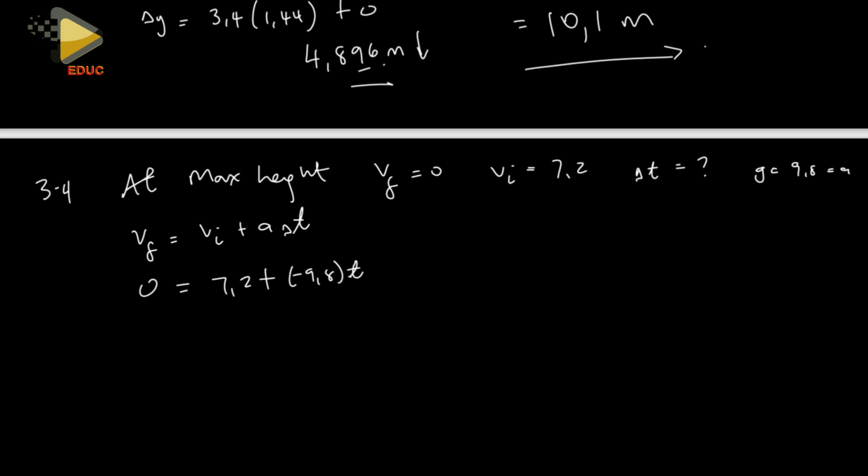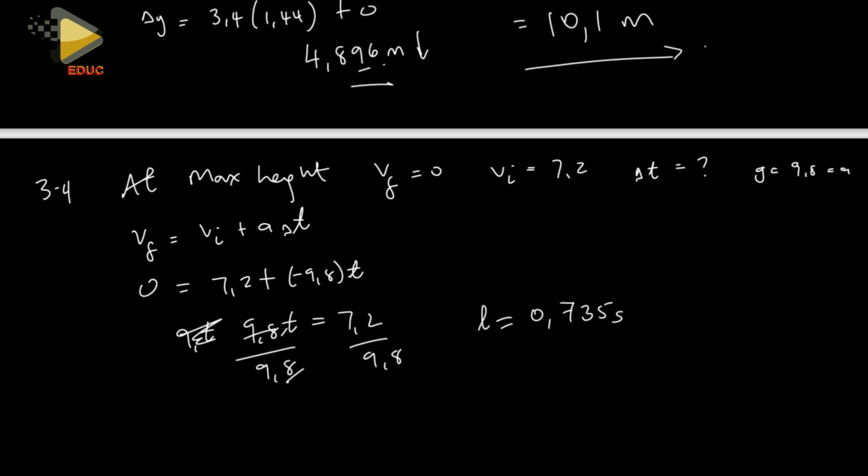So move the 9,8 that side, saying 9,8 delta t equal to 7,2. I'll divide by 9,8 on both sides. Okay, 7,2 divided by 9,8. I'm getting 0,735 seconds. Okay, so that is the time it took the ball to reach the maximum height.